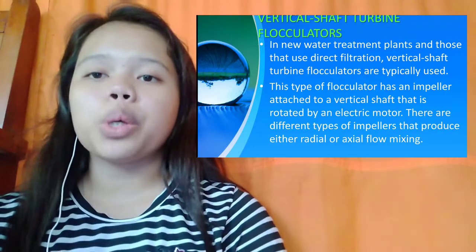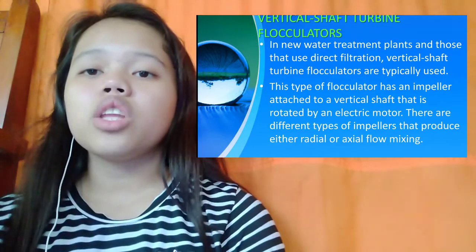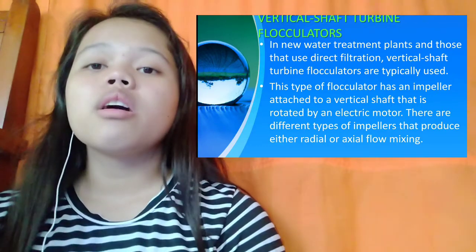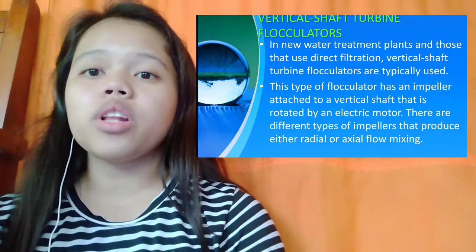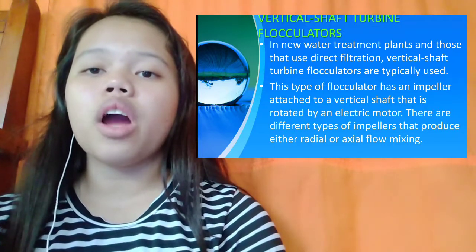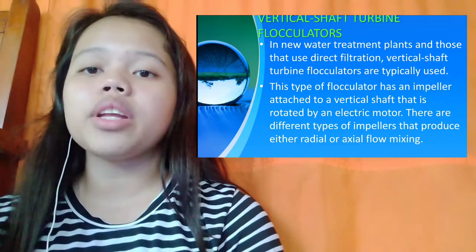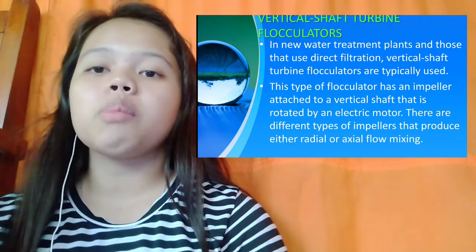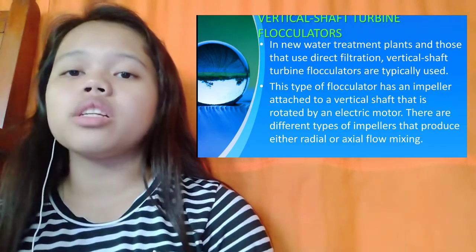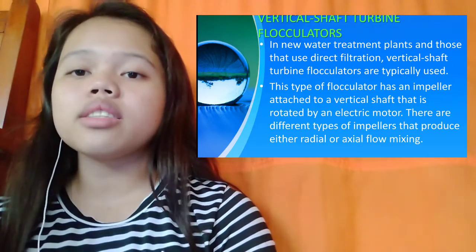Vertical shaft turbine flocculators. In new water treatment plants and those that use direct filtration, vertical shaft turbine flocculators are typically used. This type of flocculator has an impeller attached to a vertical shaft that is rotated by an electric motor. There are different types of impellers that use either radial or axial flow mixing.